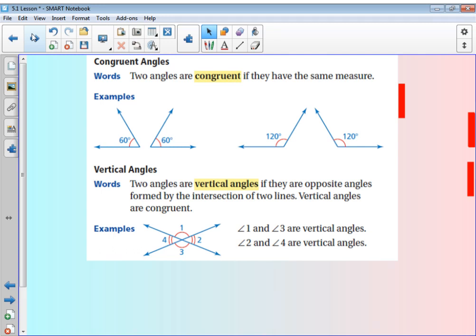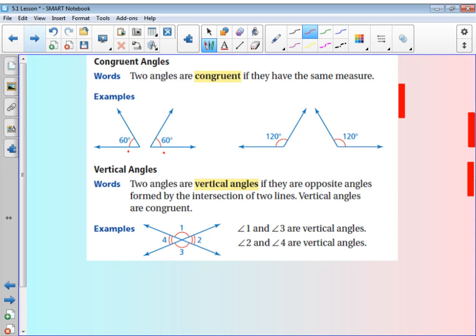So if you'll notice in this first setup, we have two 60-degree angles. Those would be considered congruent. I remember congruent kind of starts with CO, just like a copy. If I were to copy something on the photocopy machine, it would give me the exact same thing, unless I chose to enlarge or shrink it, okay?